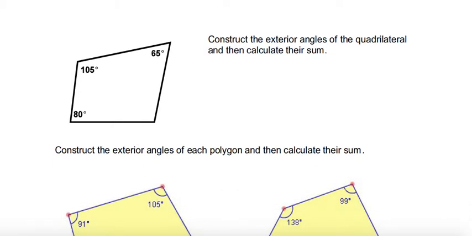Let's take a look to see if the same thing happens for a quadrilateral. So we're going to construct the exterior angles, and then we're going to calculate their sum. So I'm just going to extend these lines. I'm going to call this one A. I'm going to extend this line. This one's going to be B. Extend this line, we're going to have C, and extend this line, we're going to have D. Okay, so let's solve for A first. So A is 180, take away 65, or A is 115 degrees.